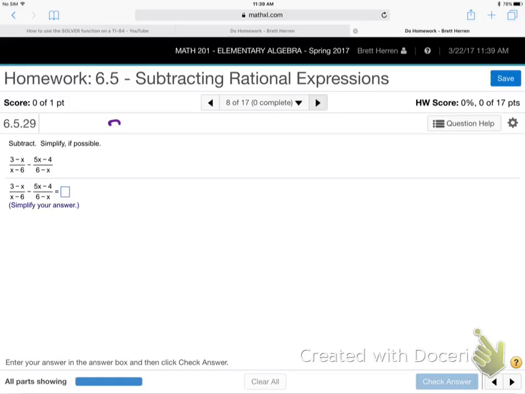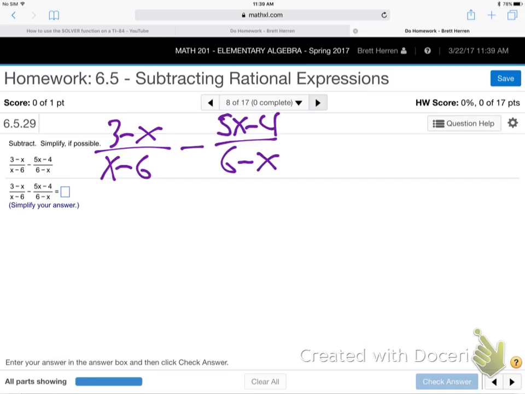Okay, so we have 3 minus x over x minus 6 minus 5x minus 4 over 6 minus x. Okay. So, now, look at this right here, guys.